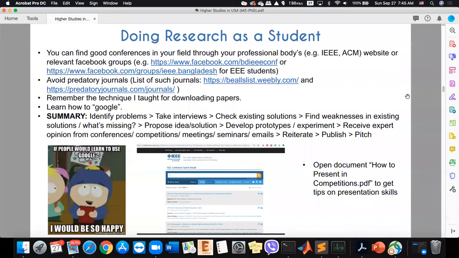And as I said, the easiest way to do it is to take interviews or check for existing solutions. Apni news dekhte paren, but apni current papers dekhte paren apnar field e. And the key thing is to find small weaknesses in the existing solution.